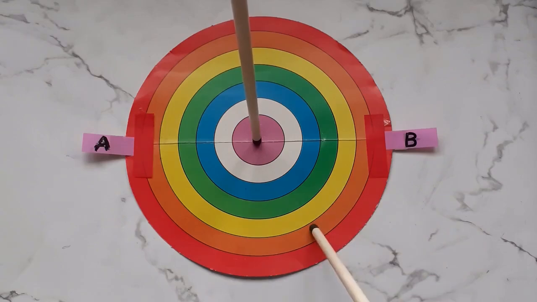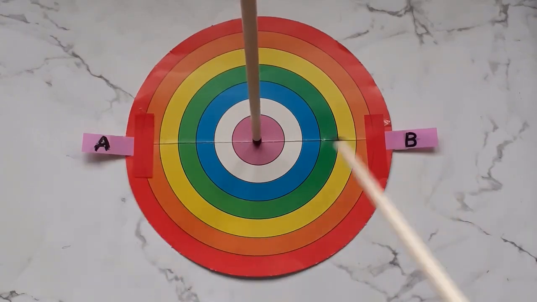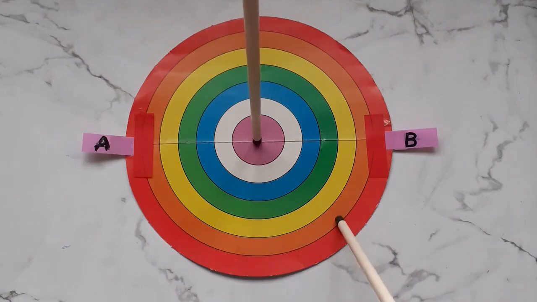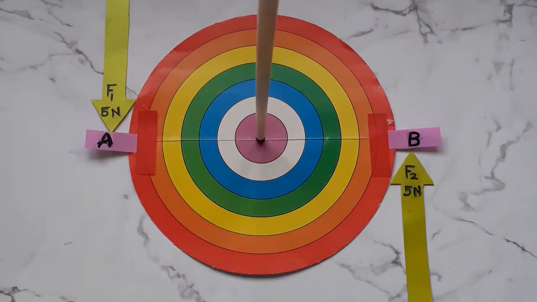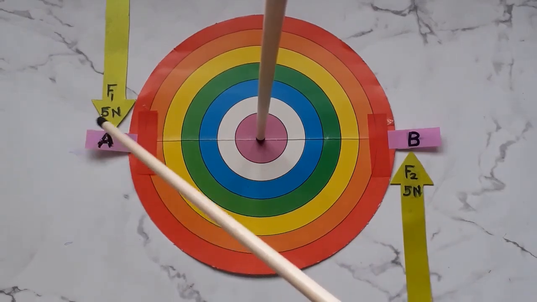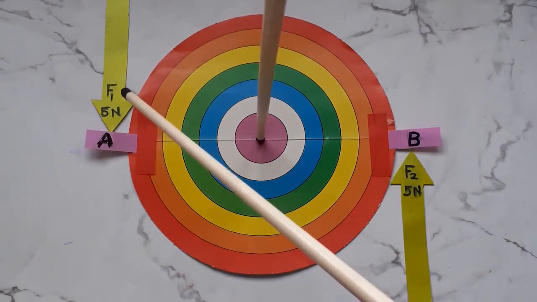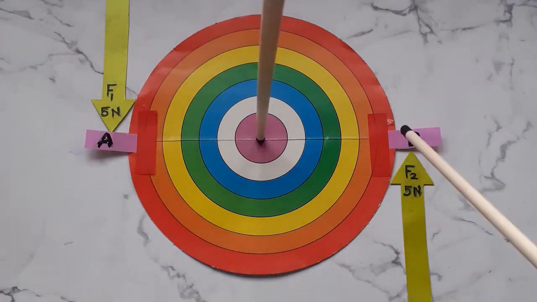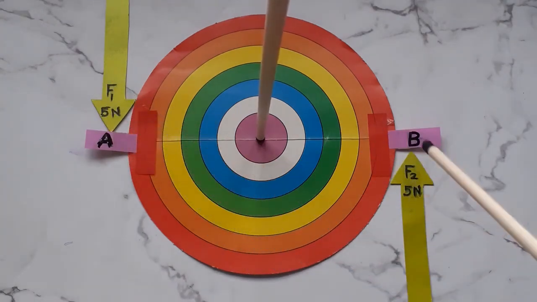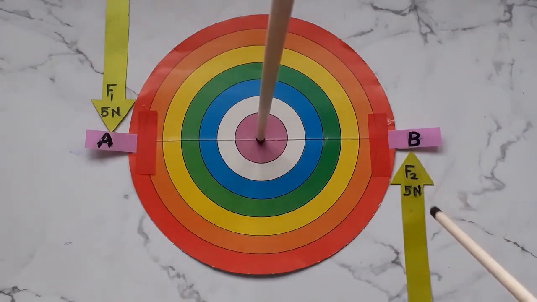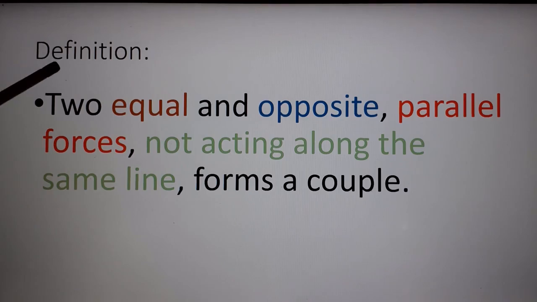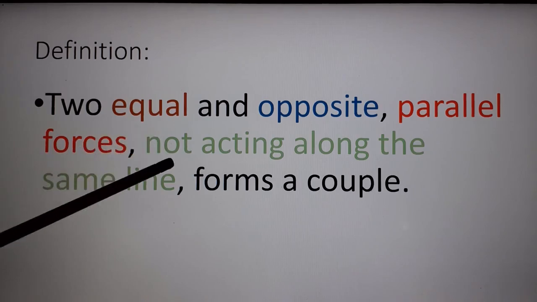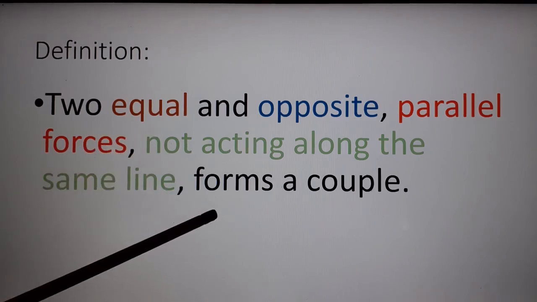Let us consider this object having ends A and B, which is pivoted at its center. We want to rotate this object. So we are going to apply a pair of forces, two forces, F1 and F2. Both are equal in magnitude, 5 Newton, 5 Newton. Opposite in direction, F1 downward and F2 upward, right? You can see they are parallel to each other and they are not acting along the same line. According to the definition, two equal and opposite parallel forces not acting along the same line form a couple.